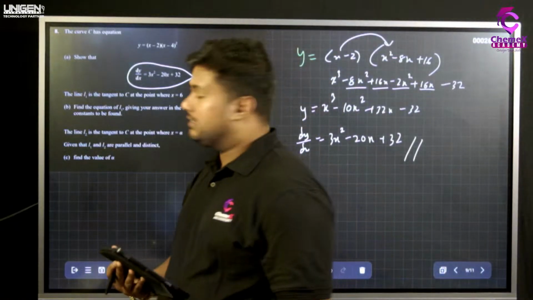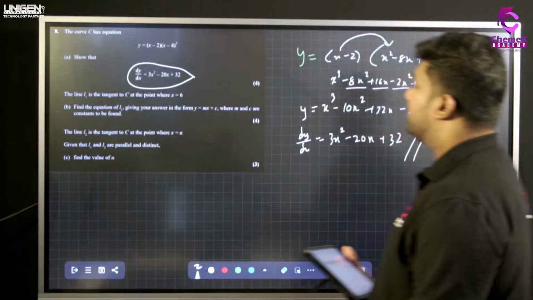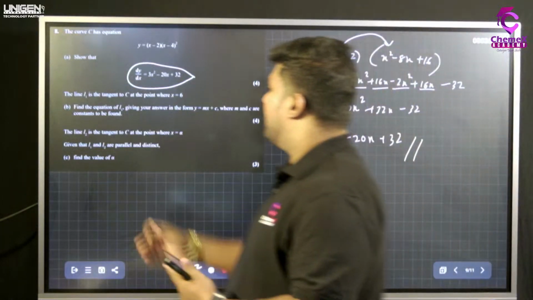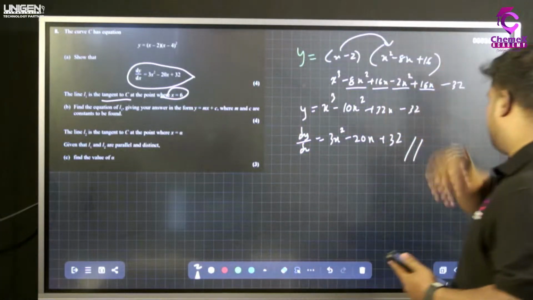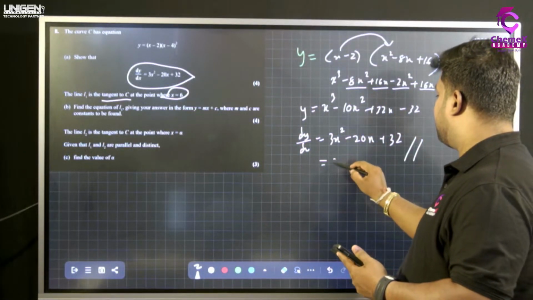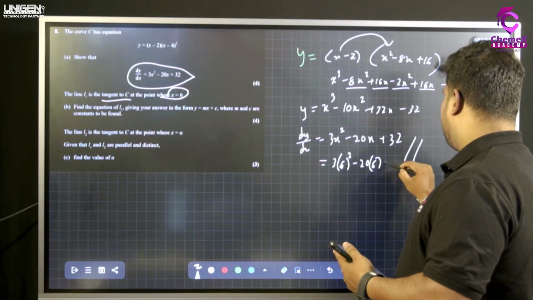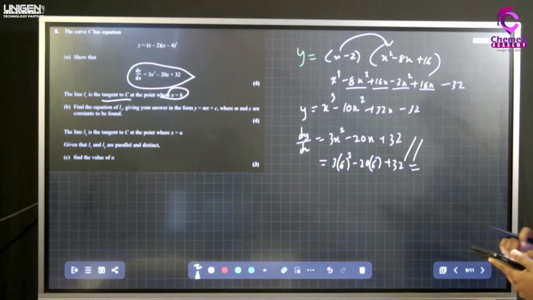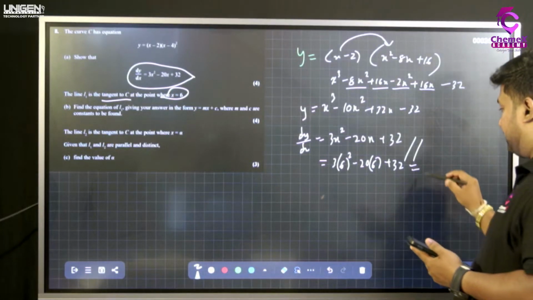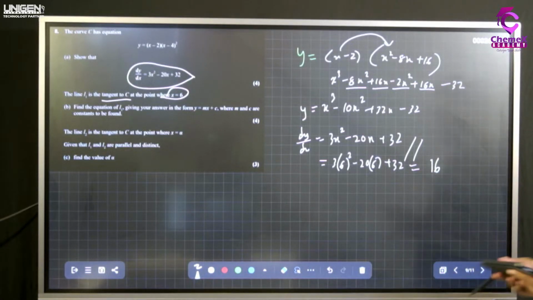Next, find the equation of L1, giving your answer in the form y equals mx plus c. L1 is a tangent to C where x equals 6. So when x is 6, you can find the gradient: 3 times 6 squared minus 20 times 6 plus 32. So what's the gradient you get? 16. So the gradient is 16.